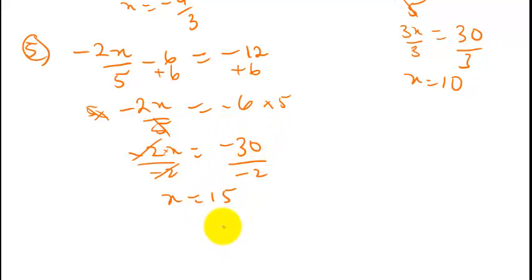Minus 6 times 5 is minus 30. How do I get rid of a negative 2 here? I divide it by negative 2. You don't just divide it by 2. You divide by negative 2. So the negative divided by negative is positive. And that's why you got x there.